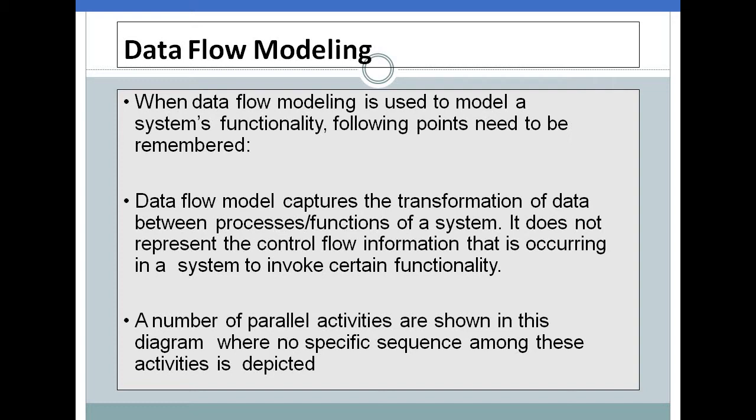First, the data flow model captures the transformation of data between processes or functions of a system. It doesn't represent the control flow information that occurs in a system to invoke certain functionality. A number of parallel activities are shown in this diagram where no specific sequence among these activities is displayed. The diagram will be explained in the coming slides.